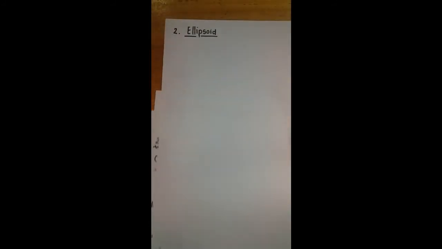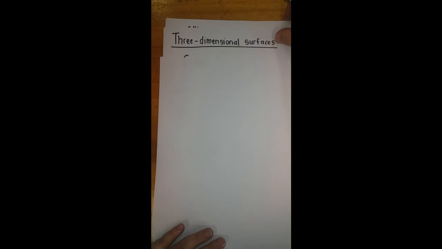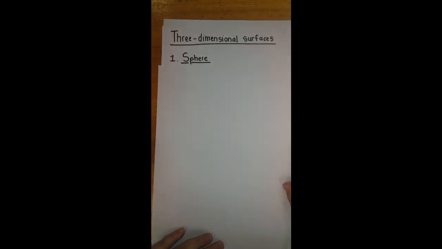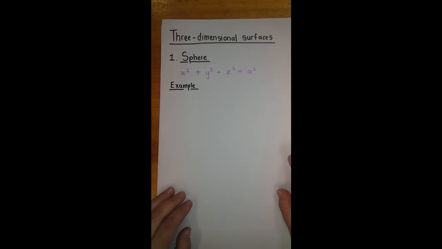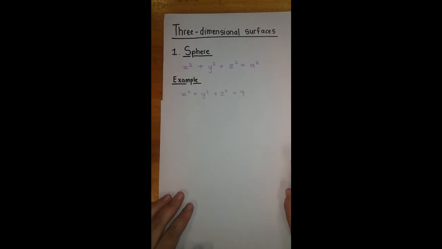Now, the new things that you'll be learning are three-dimensional surfaces. The first three-dimensional surface is a sphere. The general formula for a sphere is x squared plus y squared plus z squared is equal to a squared. An example of this would be x squared plus y squared plus z squared is equal to 9.